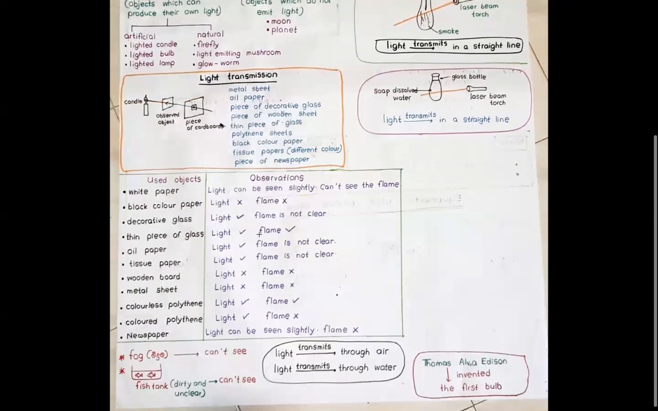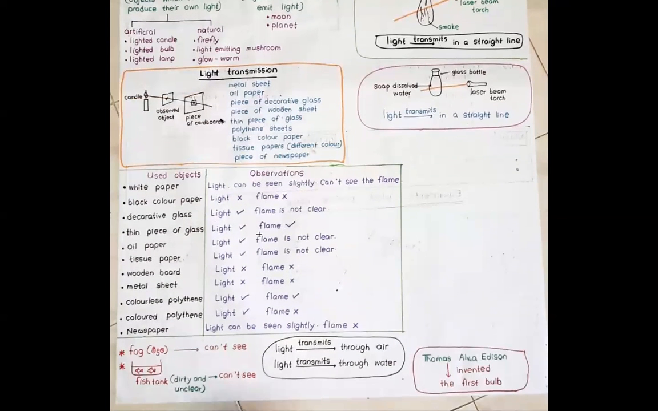Then once you take a newspaper, it has different types of letters. It's covered with letters and images. So once you keep a newspaper, light can be seen slightly. When you move the newspaper around a little and find a spot without letters or images, you can see the light slightly through it. But can you see the flame properly? No, you can't see the flame properly through a newspaper, right? And you should keep this one in your mind.